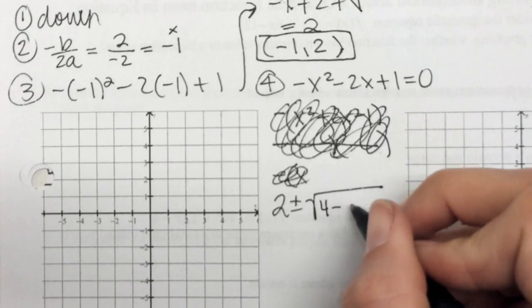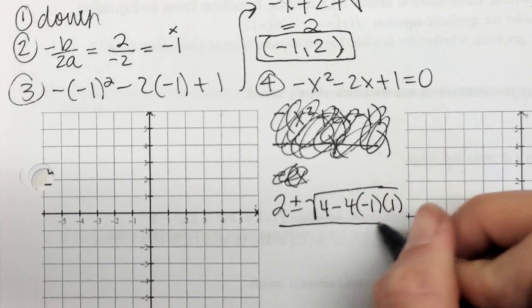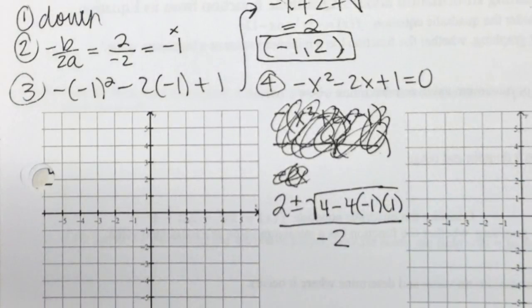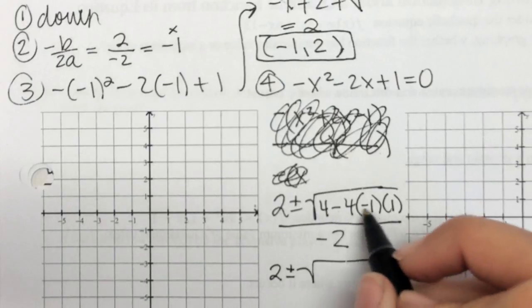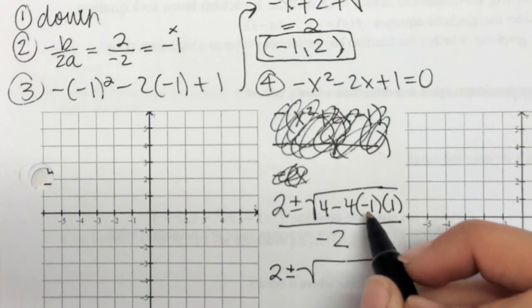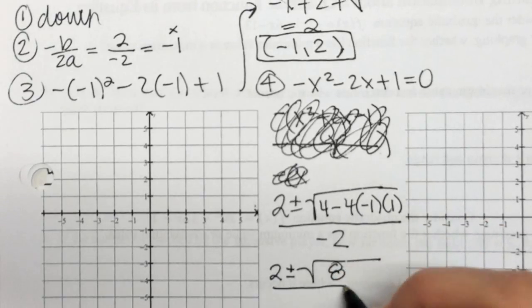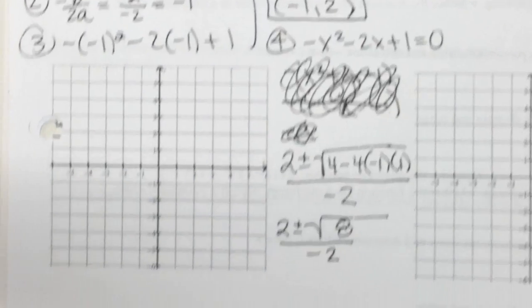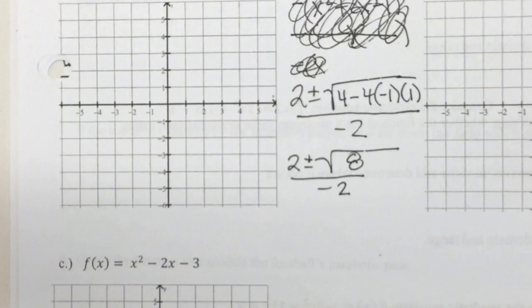4 minus b squared minus 4 times a times c, all over 2a, which is going to be what? Negative 2. Sweet. Alright, so what will we have under the root? What's negative 4 times negative 1? Good. Plus 4? 8. Very good. Almost there. The square root of 8 is what? Somebody tell me what that would be.